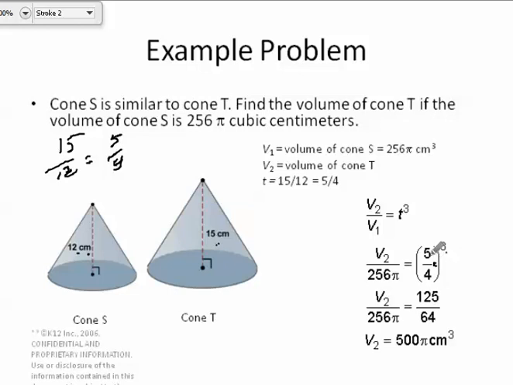Cubing that, 5 times 5 times 5 is 125. 4 times 4 times 4 is 64. If I knew the volume of one of the cones, why sure, they're telling us that the volume of this one is 256. We stick that in here. Smaller one's 256 pi. We work through the means and extremes, and we will find out that the volume of the bigger one is 500 pi centimeters cubed. We did that without even having to go through that ugly formula for volume, 1/3, whatever.